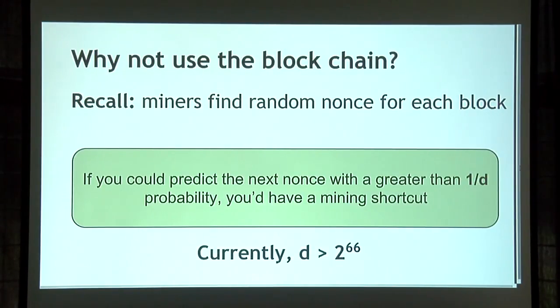And remember that d is pretty high right now. It's greater than 2 to the 66. So that means that every block that's mined in Bitcoin should have 66 bits of randomness that are impossible for anybody to predict. At least if Bitcoin is secure, there should be no way for any of the miners or anybody else to predict what those random bits will be.